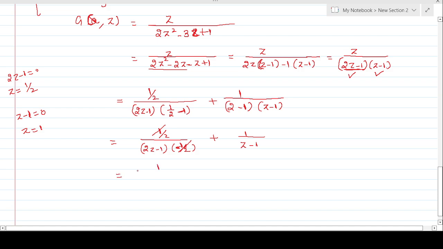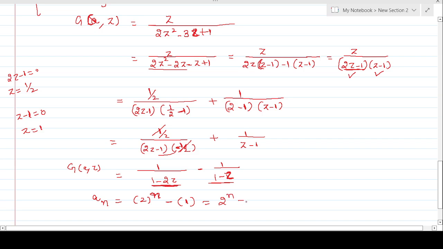Now multiply this negative sign inside this bracket. So what do you get? 1 minus 2z, take negative sign common, 1 by 1 minus z. So this is G(z). Now what is the corresponding sequence for this? It is 2 raised to the power n, minus 1. You are told what is the sequence for this type of generating function. So the final answer is 2 raised to the power n minus 1.